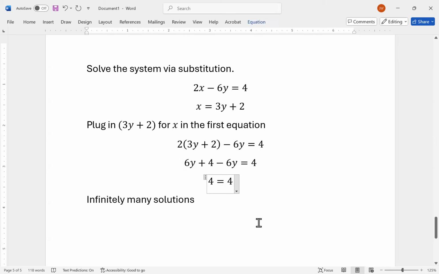Now, if I would have ended up with a false statement, something like 4 equals 14, then I would have ended up with no solutions. That's the no solution case. But if I end up with a true statement, I end up with infinitely many solutions. By the way, I'll quickly graph both of these lines and show you that they are right on top of each other.